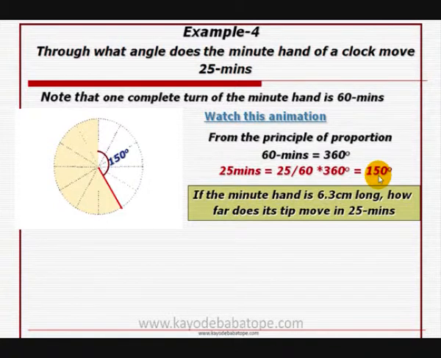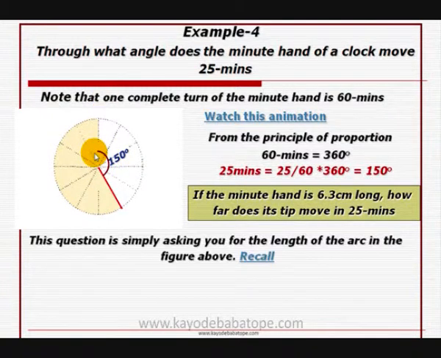If the minute hand is 6.3 centimeters long, how far does its tip move in 25 minutes? So we are saying this length of the minute hand is 6.3 centimeters. What is the distance it covered within that space of 25 minutes? This is just like finding the length of an arc, which subtends an angle of 150 degrees at the center. This question is simply asking you for the length of the arc in the figure above.